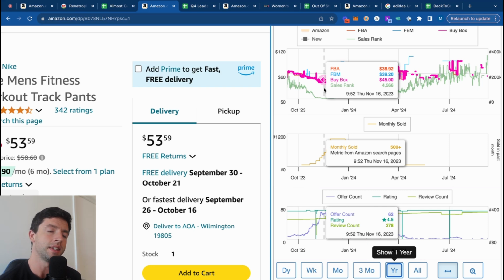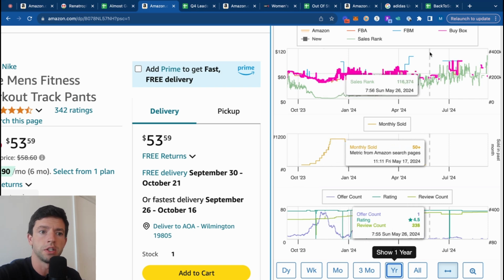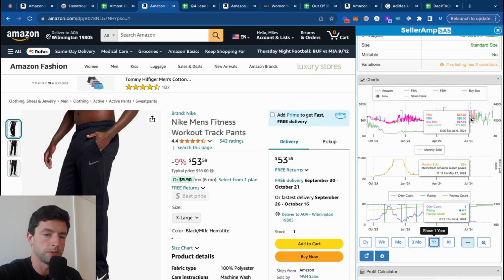And obviously I don't think it makes sense to buy and hope this goes up in price again. But it does make sense to have this in a Selleramp spreadsheet to check during Black Friday, to check during Q4, to see if this item becomes good once again.